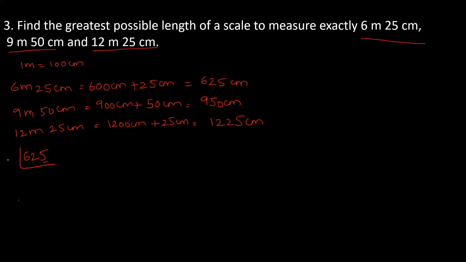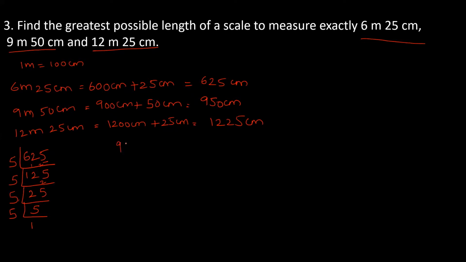The ones place digit is 5. So take 5 because 625 is divisible by 5. 5 ones are 5. 6 minus 5, 1. So 1 2, 12. 5 2s are 10. 12 minus 10, 2. So 2 5, 25. 5 5s are 25. 5 ones are 5. Next.